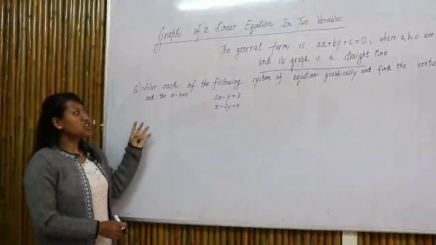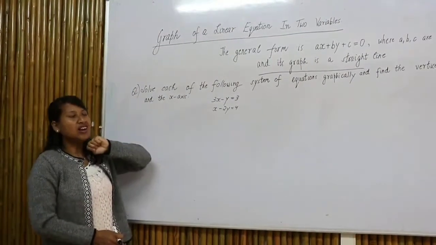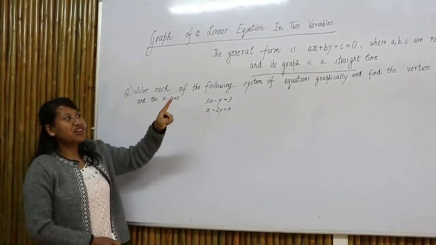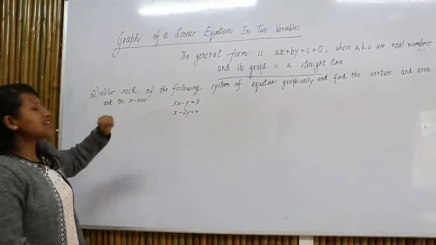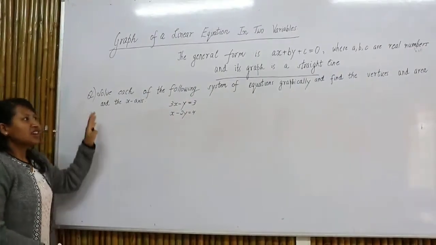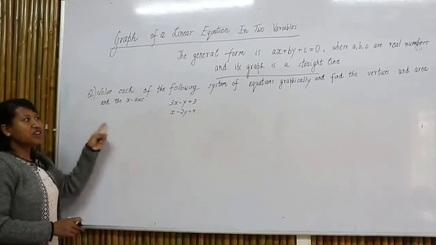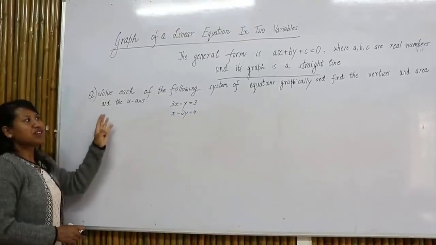So the question is, we have to solve these two equations graphically. Graphically means with the help of a graph, and we have to find the vertices and area of the triangle formed by the lines and the x-axis. Now this question is really important. Every year it comes. It comes for 6 marks. So you have to understand this carefully.